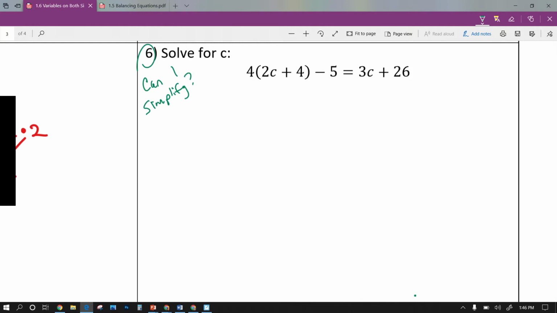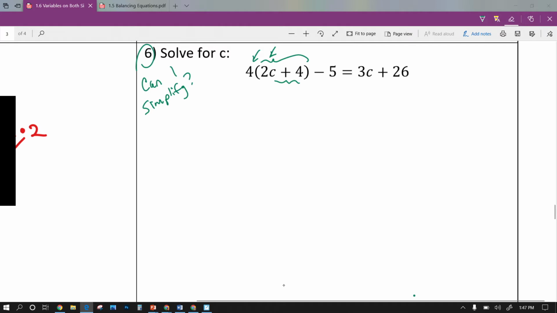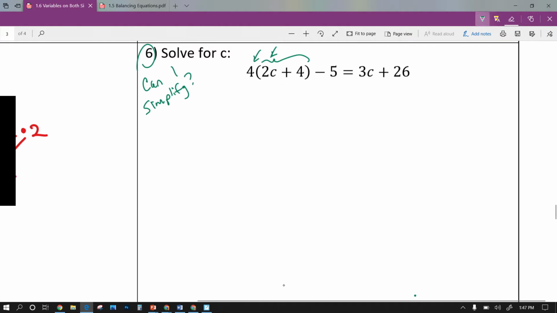Well, I can see that I have a number that's being multiplied by something in parentheses. So anytime I have a number being multiplied by something in parentheses, I can either solve what's in those parentheses or use the distributive property. Since I cannot combine 2c and 4 because they are not like terms, then I must use the distributive property. So I'm going to draw that box diagram.